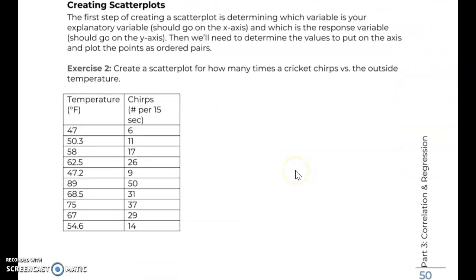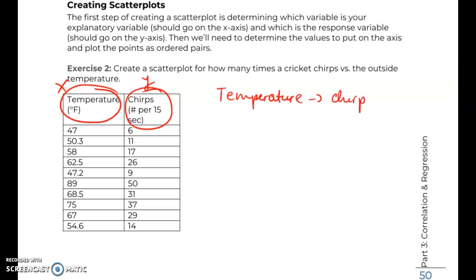So in exercise 2 over here, we're actually creating a scatter plot, and what we're trying to determine is how does temperature affect chirps? Meaning if the temperature is higher, would that increase or decrease our number of chirps? So our temperature would be our x, our chirps would be y, because we want to know how we can determine the number of chirps from our temperature.